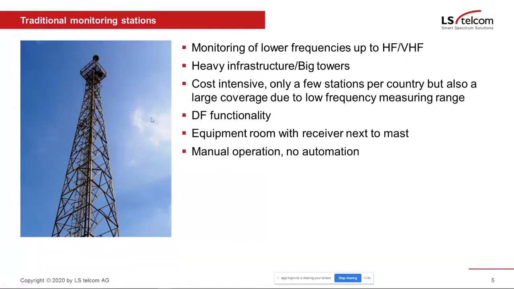It's pretty cost intensive to install such a station, but at the same time, you only need a few stations per country because of the large coverage due to the low frequency measuring range. It typically includes direction finding functionality, an equipment room next to the mast, and it's manually operated, so there's no automation. You still need those stations, but due to the shift to higher frequency ranges, you need a different kind of monitoring equipment.